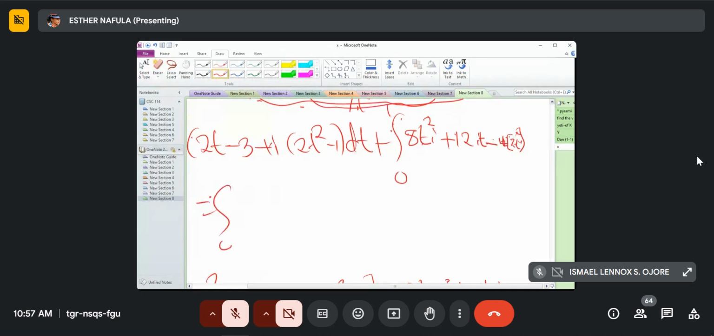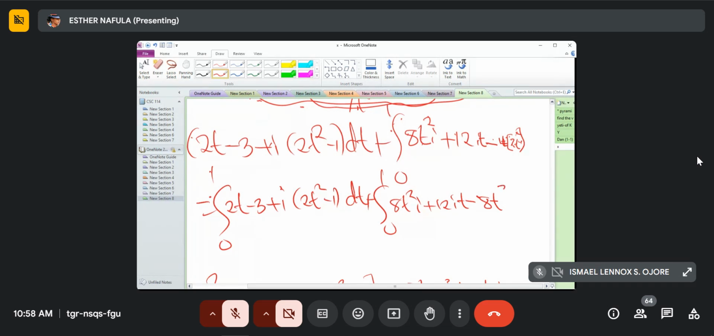So we're integrating from 0 to 1. The first part is okay, plus i into 2t squared minus 1 dt. For the second part, it's 0 to 1, 8t squared i plus 12it minus 4t times that product. 4t times 2t squared is 8t cubed plus 4t dt.